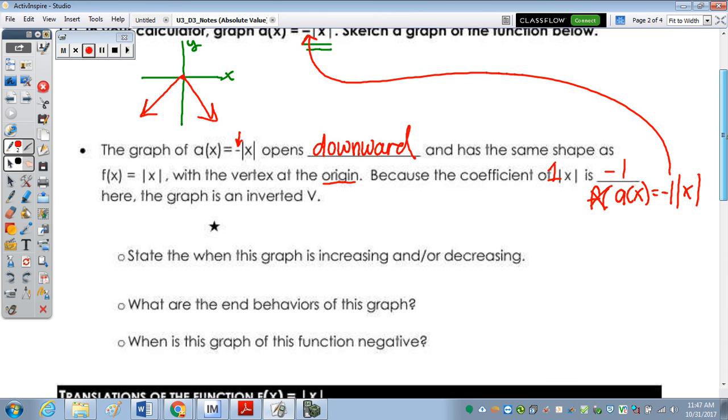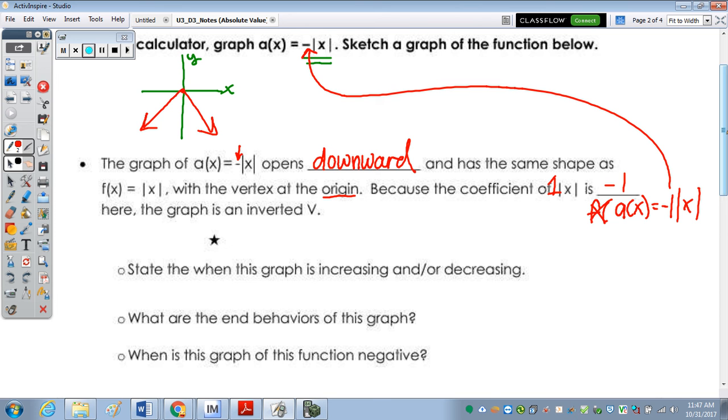State when this graph is increasing and decreasing. So if I start here, I'm walking up, so this is increasing, and then we walk down, so this is decreasing. All in reference to an x value of 0. So it is increasing on the left, which would be x less than 0, and then decreasing on the right, so right is x greater than 0. The end behaviors, well, they're both pointing down.